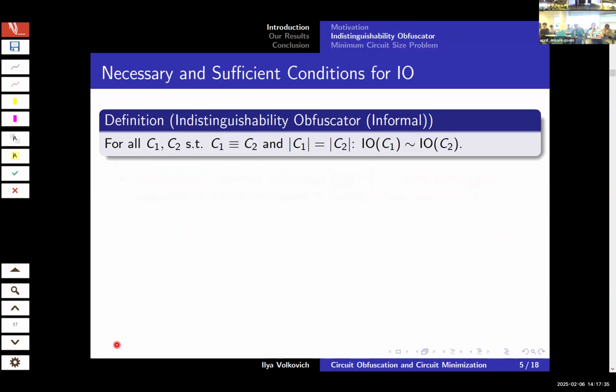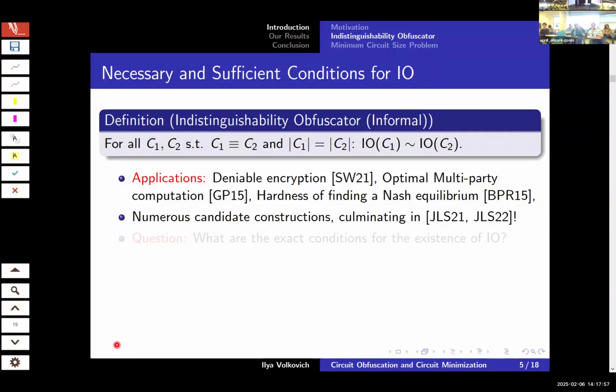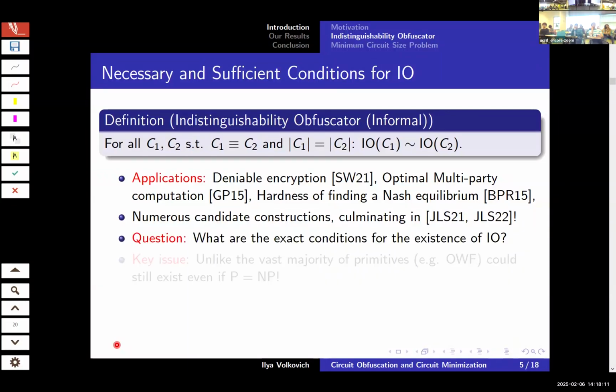So what do we know about iO? We already heard a few things about it, but iO turns out to be very instrumental in various constructions in cryptography and complexity theory, things like deniable encryption, multi-party computation, finding Nash equilibrium, etc. And on the bright side, in the last 15 years or so, we've seen a glorious line of constructions culminating in the recent work by JLS, which basically allows you to get an iO the way that you want it, based on 4 assumptions, now down to 3 assumptions. So it's all good, but going back to the original question, what are the exact conditions for the existence of iO?